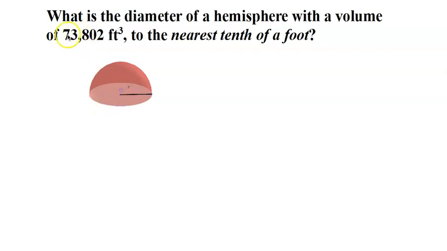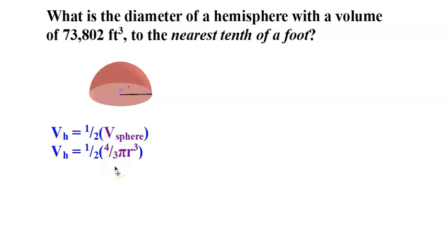So before we jump into it, I want to figure out what is the volume of a hemisphere. Well, a hemisphere is half of a sphere. So the volume of the hemisphere is half the volume of a sphere. The sphere, we've already said, is 4/3 pi r cubed. So half of 4/3 pi r cubed would be 2/3 pi r cubed. So there's a formula we're going to use, and we just plug into that.